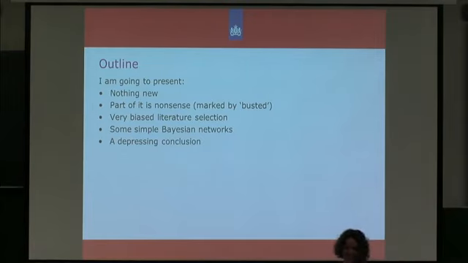What I'm going to present is, well, basically nothing new, because lots of it is published. Part of it is nonsense, but I marked those parts in blue and also with a big busted sign on it. I present a very biased literature selection, mainly promoting my own papers. I present some very simple Bayesian networks that can easily be improved. And at the end we have a very depressing conclusion actually.